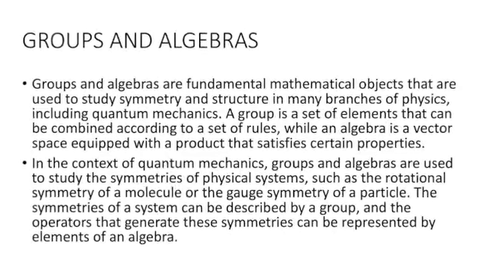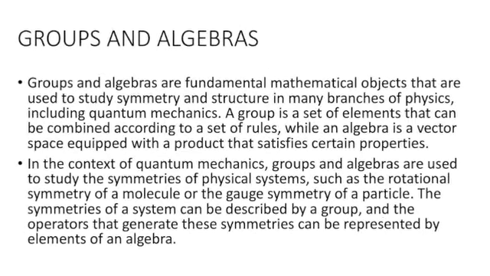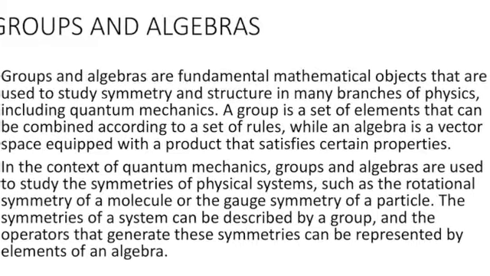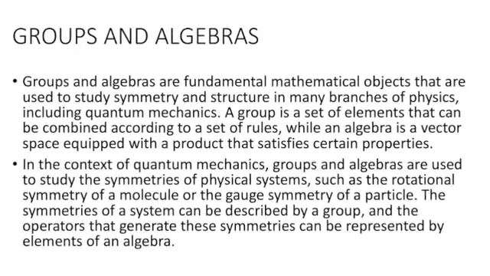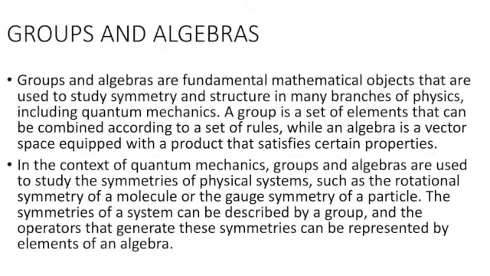Moving on to finite, discrete, and continuous groups. Groups can be classified into several categories, including the three I just mentioned. Finite groups have a finite number of elements, while discrete groups have a countable number of elements. Continuous groups have an infinite set of elements that form a continuous set.